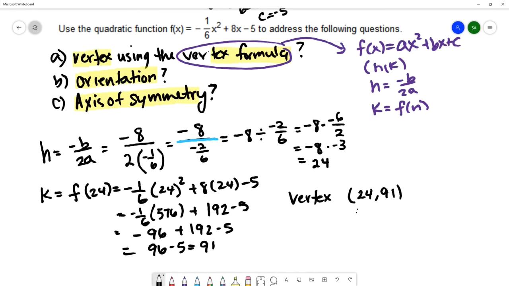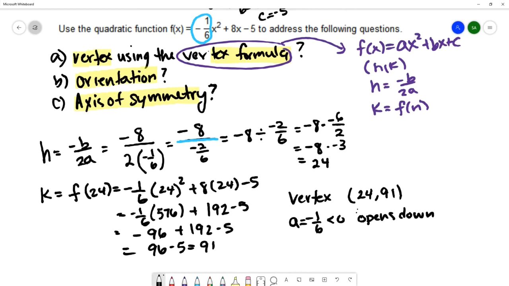Then we want to know the orientation. And we can know the orientation based on the coefficient of the squared term a. So because a is negative 1/6, because that is less than 0, we know that the orientation of the parabola will be down, or opens down.